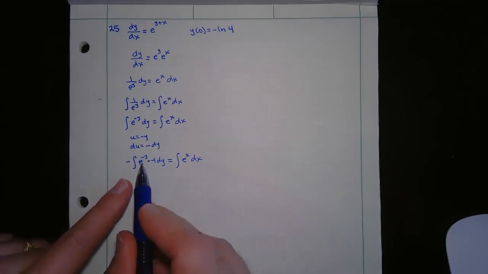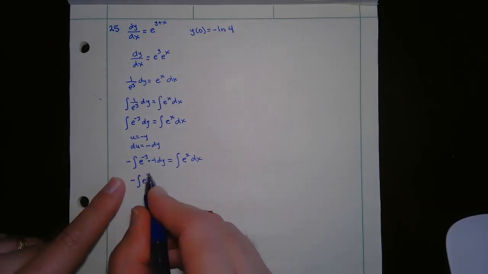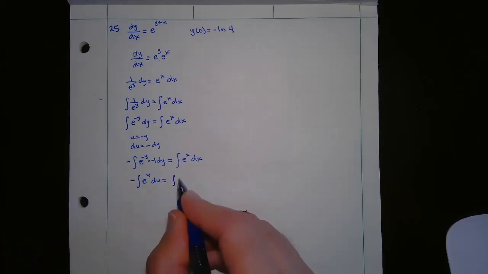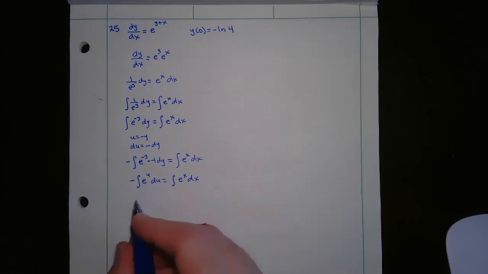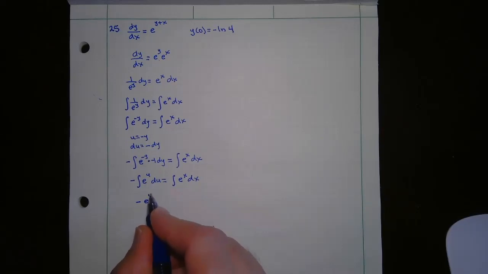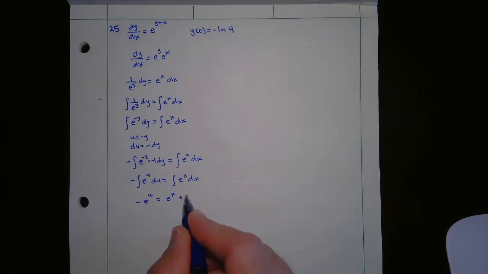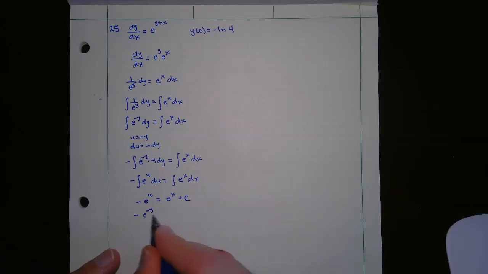All right, so then this becomes negative integral of e to the u power du is equal to the integral of e to the x dx. And now we're ready to integrate, okay? So this is going to become just simply negative e to the u power is equal to e to the x plus some constant c, okay? And this u gets switched back to negative y. So this is negative e to the negative y is equal to e to the x plus some constant c.